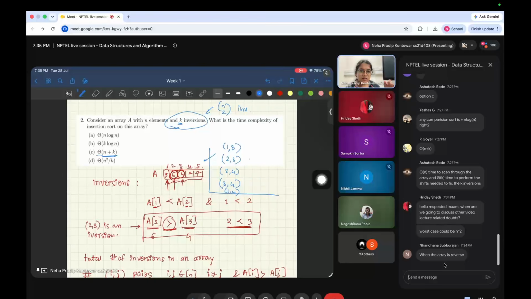Yeah, what I mean is the array is reverse sorted in the sense all the elements are in descending order. Okay. Any other questions related to this? I hope this was clear.